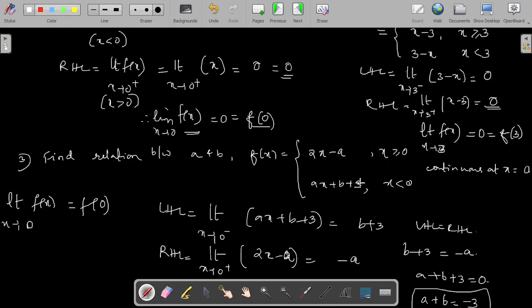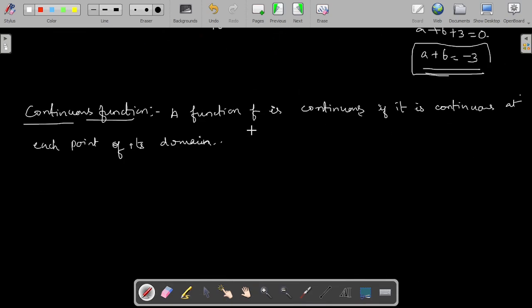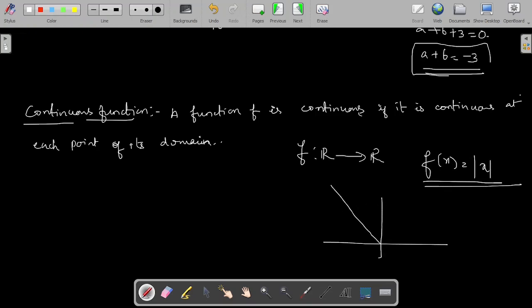That is about continuity of a function at a particular point. Now, a continuous function means a function is said to be continuous if it is continuous at each point of its domain. For example, the domain of the modulus function is all real numbers, R to R. So, f of x is equal to mod x. Now, this mod x is continuous because we can draw the graph of this function on this plane without any break. So for every real number there exists another point, another output. Hence this function is a continuous function.